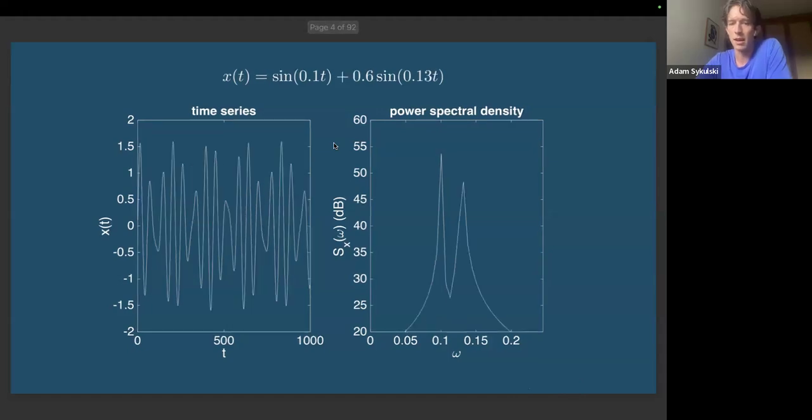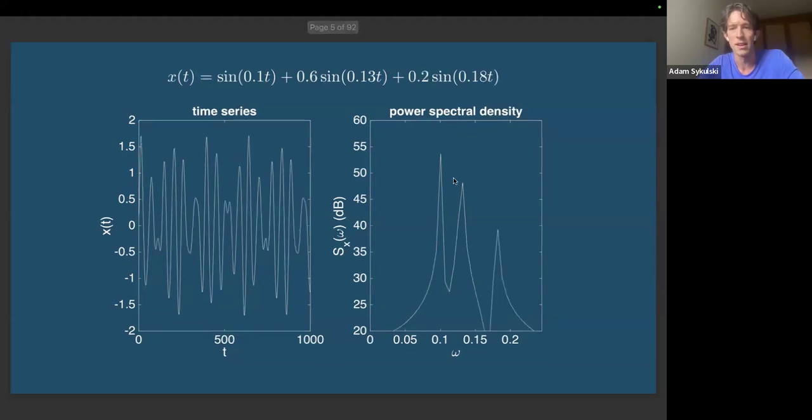This is just us showing something quite simple here, but if we add, staying in the deterministic world, a second sinusoid with a different frequency, and also a different amplitude, a slightly lower amplitude of 0.6, our time series looks like it does on the left. But on the right, we manage to beautifully separate these two peaks. We have a peak at 0.1, a peak at 0.13, and the difference in the amplitudes corresponds to the difference in the amplitudes in the governing equation. So we can reveal sinusoidal structures in time series through power spectral densities.